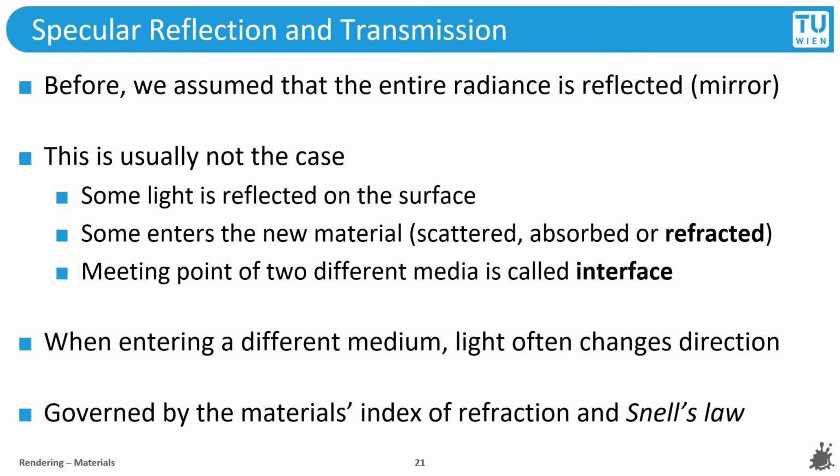Yet some of it enters the material and just keeps going because the material acts as a medium for transmission. That is, it is not ready to accept the energy that it is given, so it lets it pass through. If that happens, we usually call the meeting point of these two media an interface, for instance, from air to glass. What usually happens is, due to the different density of two media, the light will be slowed down or sped up and change its direction when it goes from one medium to the other.